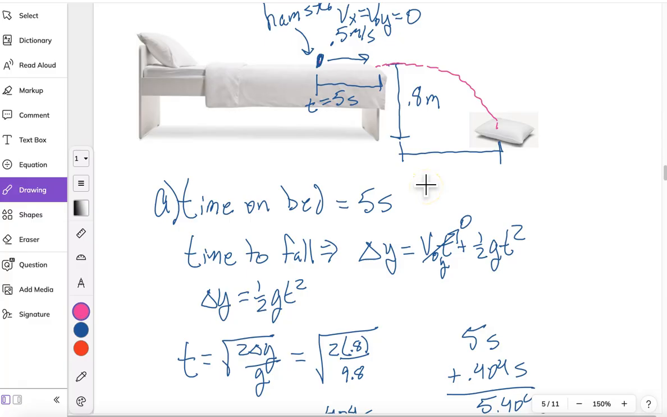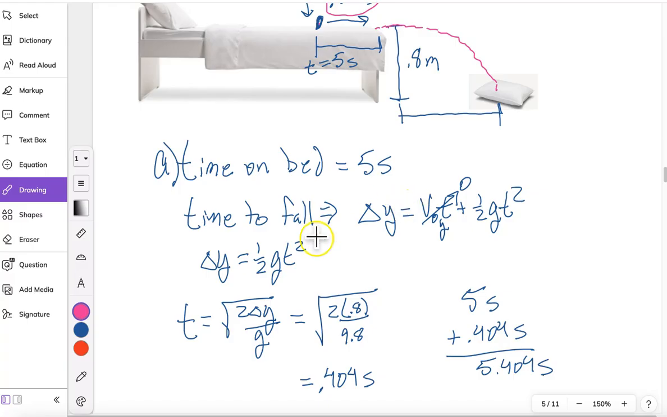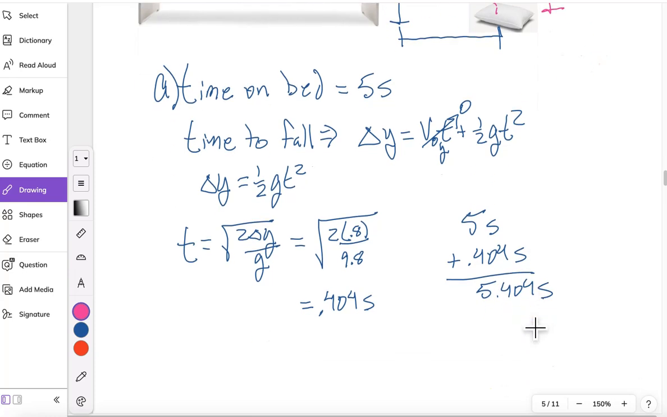The speed in the x direction, remember, we said was 0.5 meters per second. So we'll move that there. And the speed in the y is 0. So speed in the x, just half a meter per second. That means that when it's falling, our time is 0.404. So we know from here down to the pillow, or just the fall time, which is also the time left to right, is 0.404 seconds. So now we just add the 5 and the 0.404, and we get 5.404 seconds.